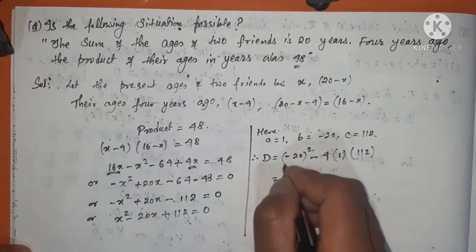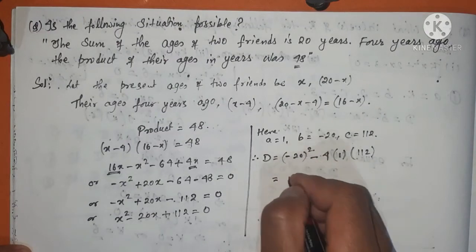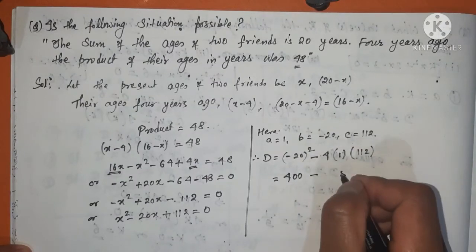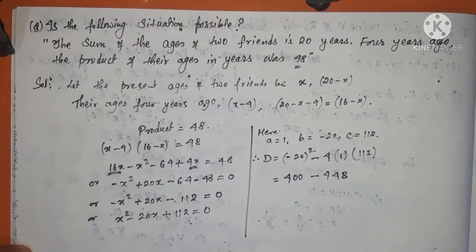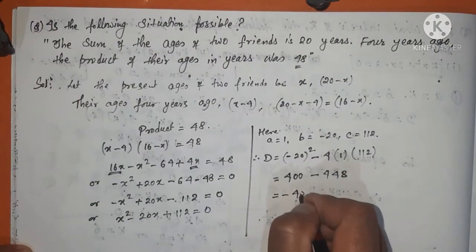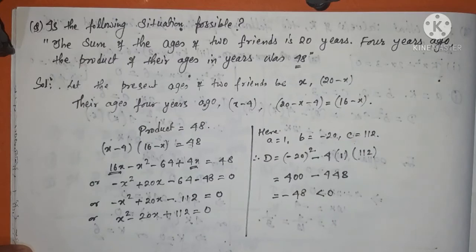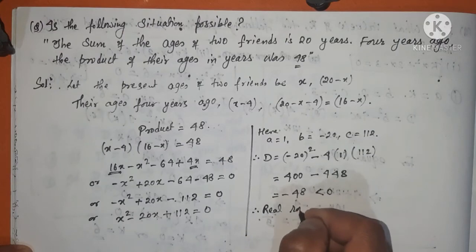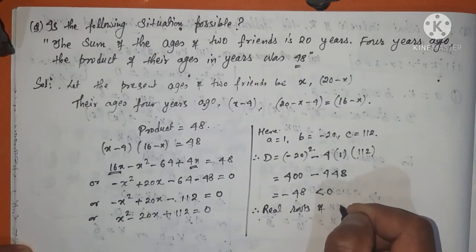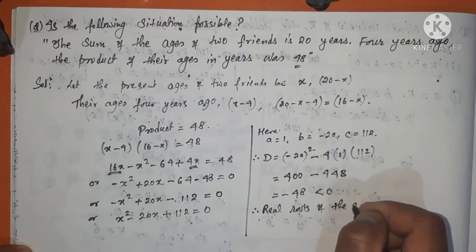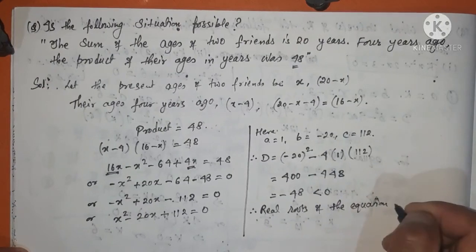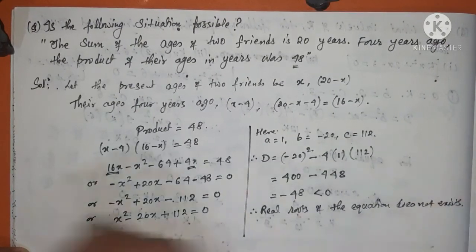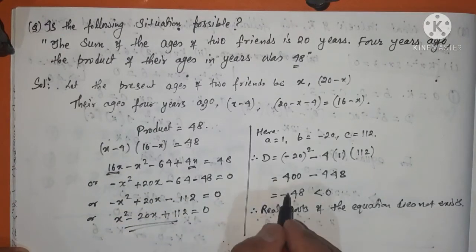So this is how much? Minus square is plus, so 20 square is 400, minus 448, which is equal to minus 48, which is less than 0. Therefore what will happen? The real roots of the equation do not exist, right? Real roots of this particular equation do not exist since D is less than 0.